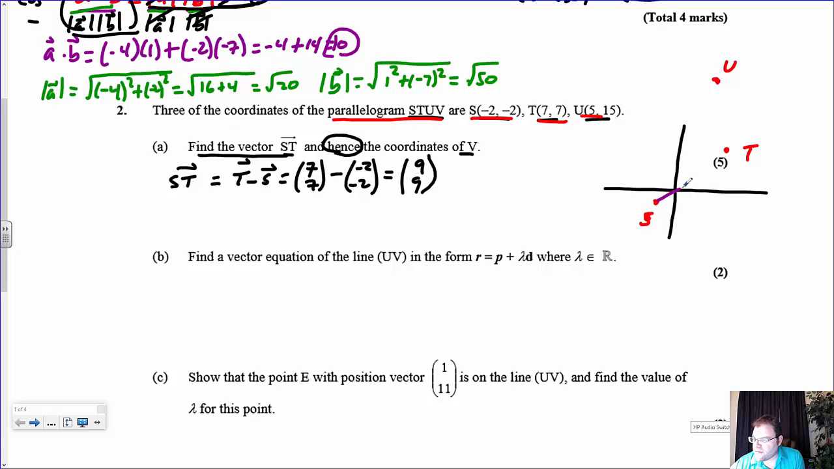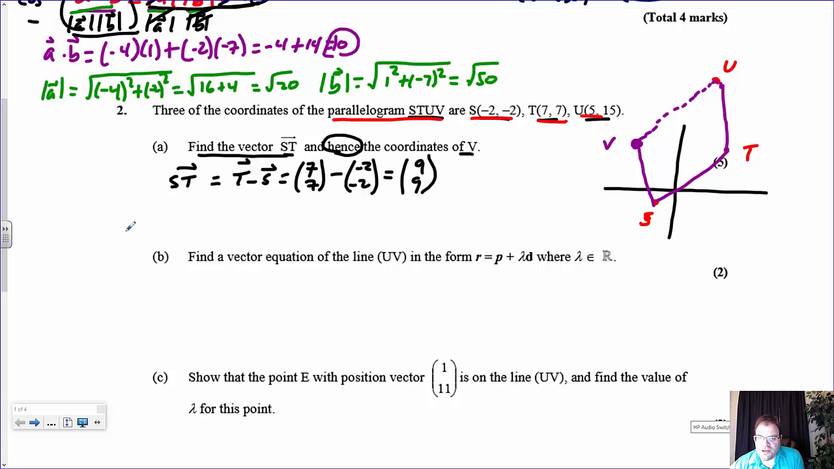A parallelogram says go from S to T, from T to U, and then from U to V. But V is going to have to be somewhere over here, because if it's a parallelogram, it's going to have to look something like this. So somewhere over here is V, this point. I don't know exactly where it is, but somewhere over there, okay?